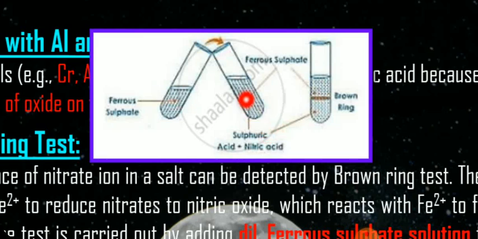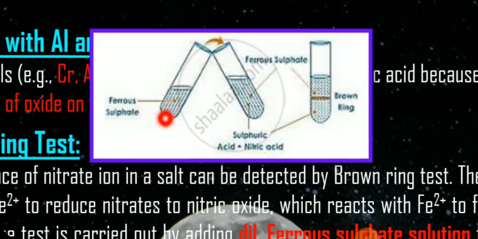So in one test tube you need to take the original solution containing the nitrate ion. Here they have taken nitric acid, because nitric acid also contains NO3 minus, no? So take a solution containing NO3 minus. To that, 2 to 3 drops of concentrated sulfuric acid is added. Okay, we need to cool this test tube under tap water. After that, a freshly prepared ferrous sulfate solution. So can you see this test tube contains what?